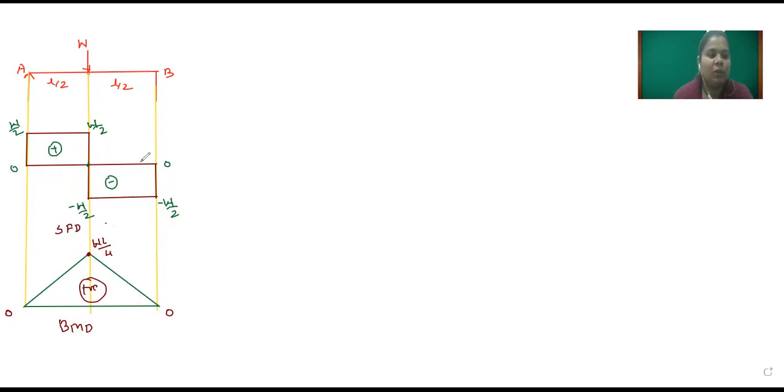Now we have to write some conclusions from this shear force and bending moment diagram. So first I will write and then I will explain. Please write down first, then I will explain. Write down the first conclusion from these figures.